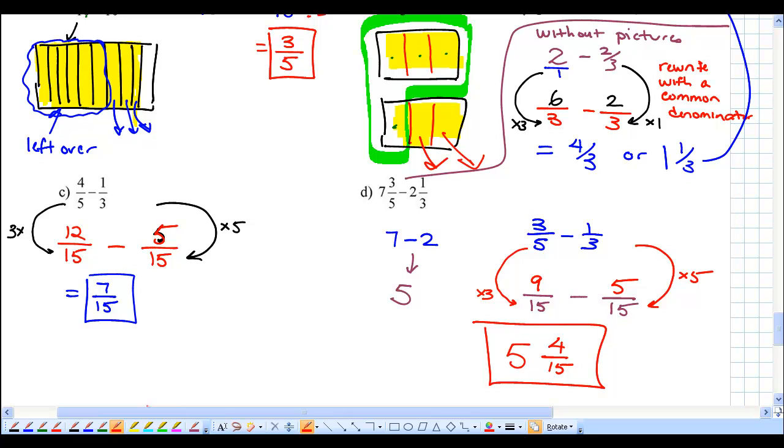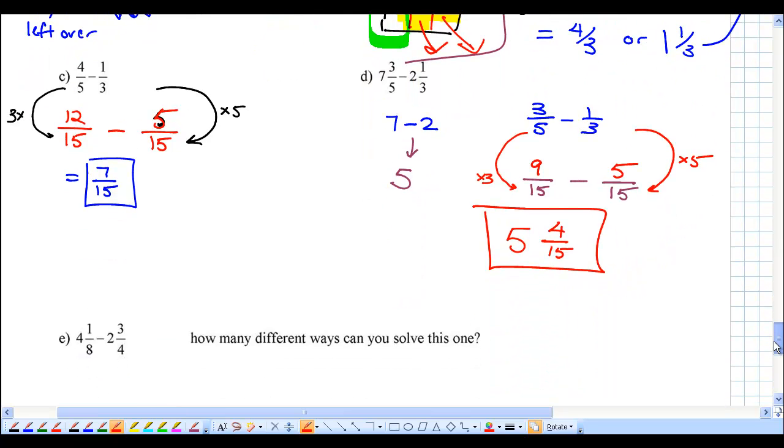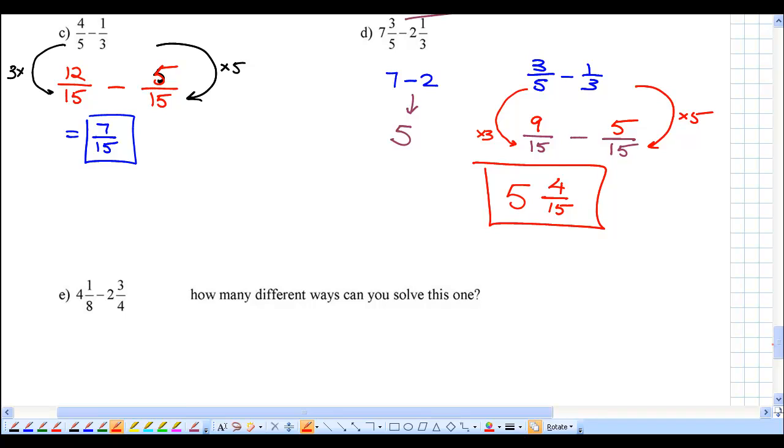And of course, Mr. Lee saves the best for last, right? Okay. Well, the last one looks similar to D. So why don't you start and see if you can at least start this question. What do you think I should do first? Separate them. Good. Let's separate the whole numbers. 4 take away 2. And then we'll do the fractions. 1/8 minus 3/4. Okay?